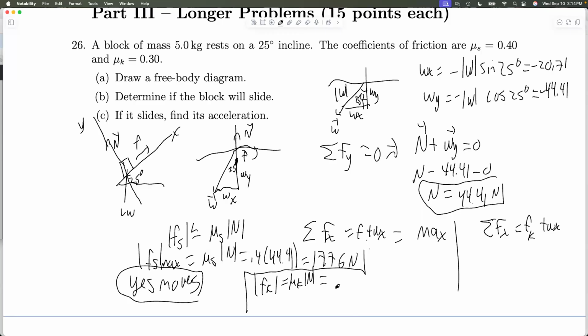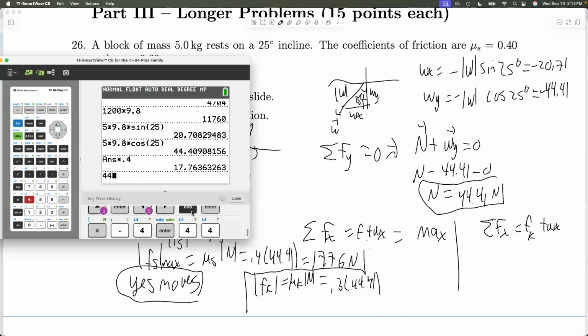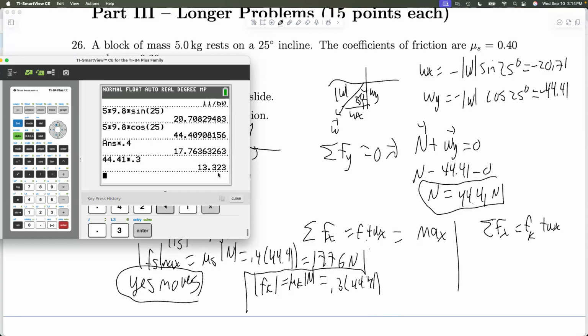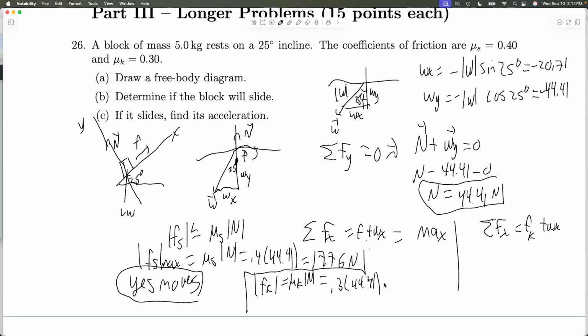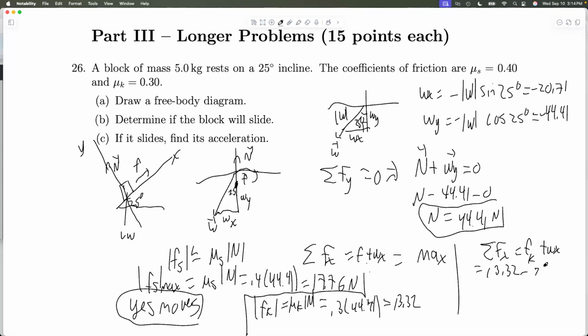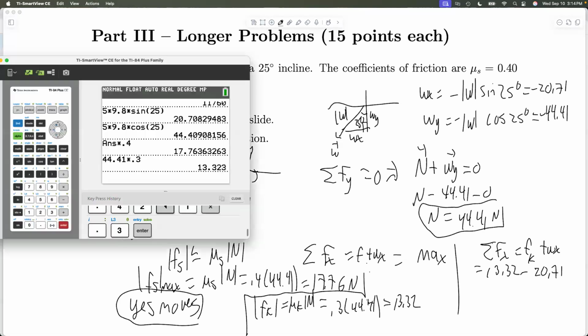So that would be 0.30. It's smaller than that value times 44.41. That was my normal force. So 44.41 times 0.3. Is that what it was? Yeah. 13.32. All right, so what do we get here? We get 13.32 minus 20.71. So just here, minus 20.71. My force down the hill will be negative 7 point, let's call that 39.